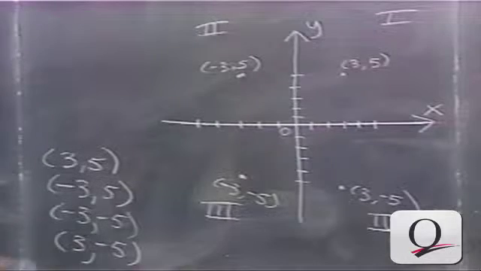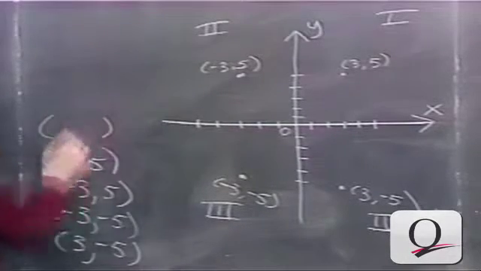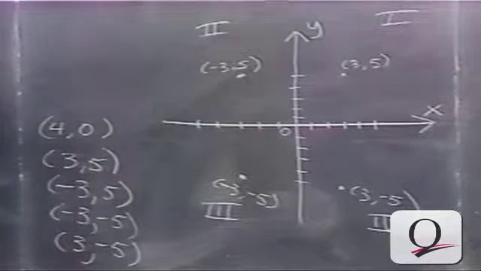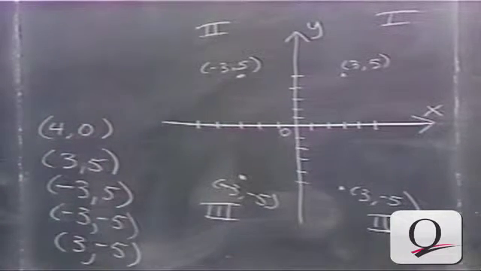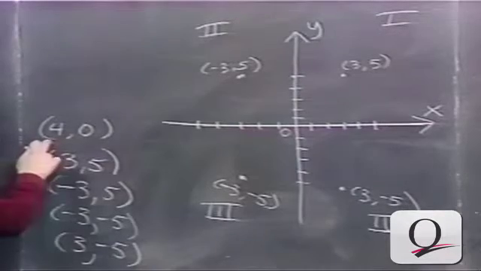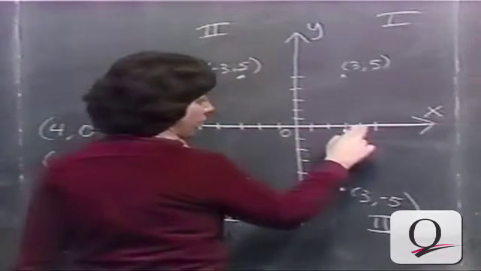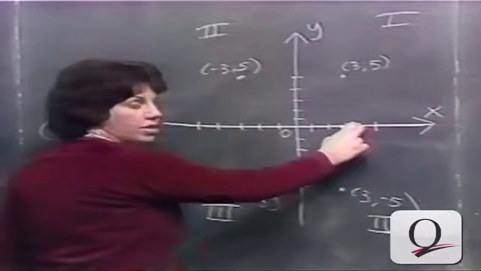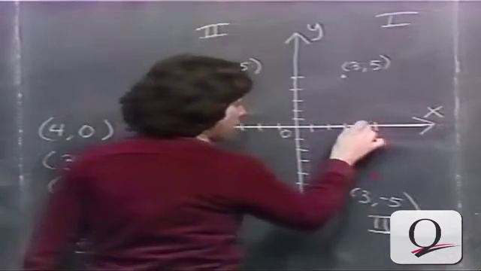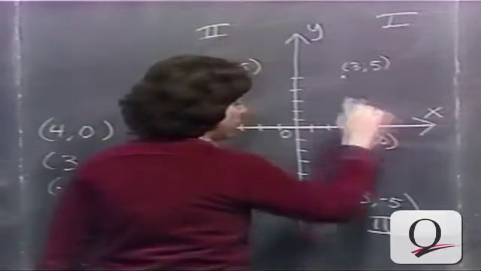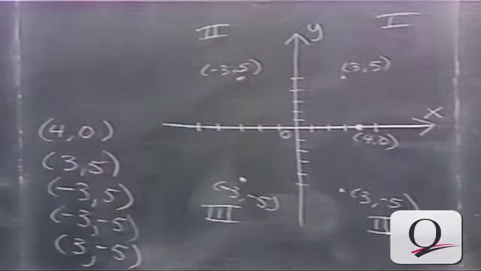Okay, what if the point were 4, 0? Okay, this means he moves to the right 4 units. He's starting at the origin. He moves to the right 1, 2, 3, 4. Y is 0, so he does not move up. He does not move down. He stays right here on the x-axis. Here we have plotted the point 4, 0.